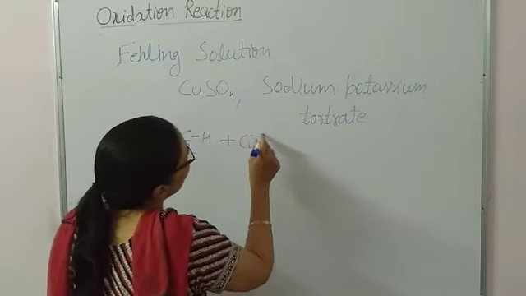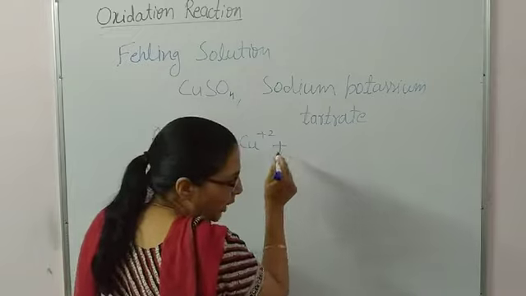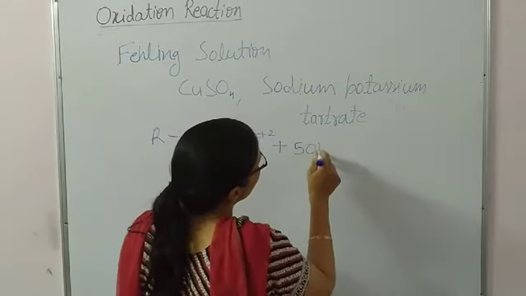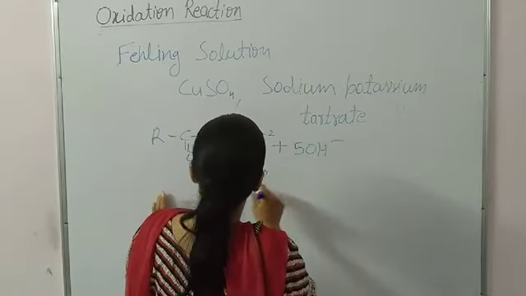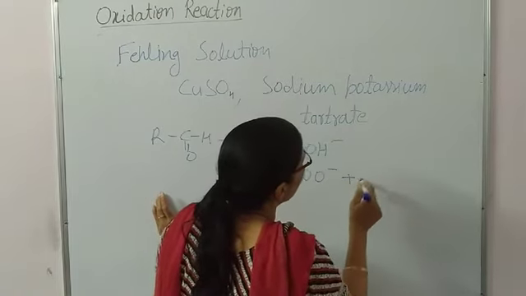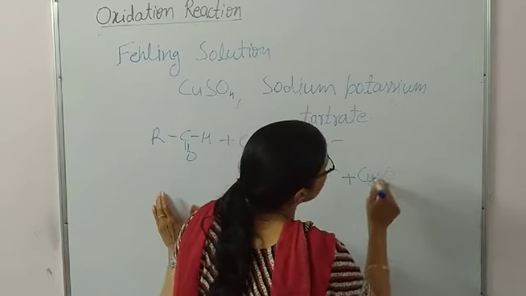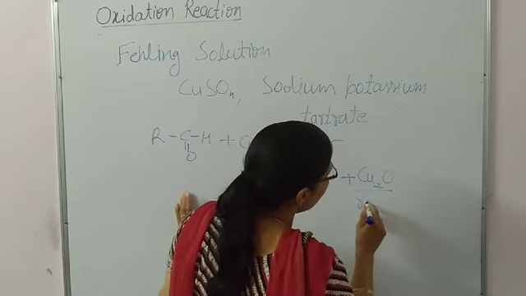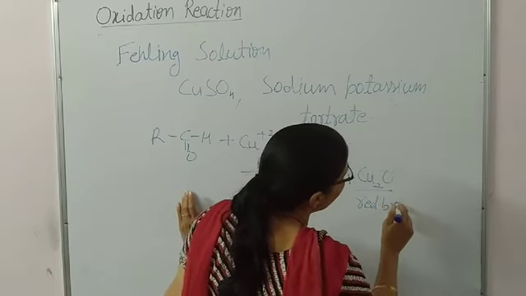this copper II ion and hydroxide ion, there will be the reaction: RCOO minus plus Cu2O, that is cuprous oxide, and a red-brown precipitate will form.